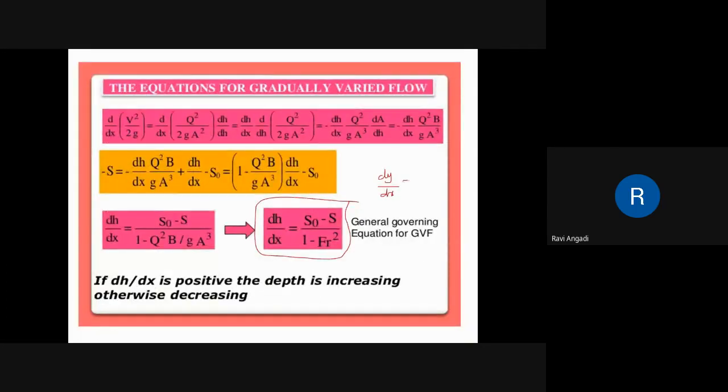This one: dy by dx equal to S0 minus Se divided by 1 minus Froude number square. I hope you have derived this equation. Have you remembered? This is the same equation.